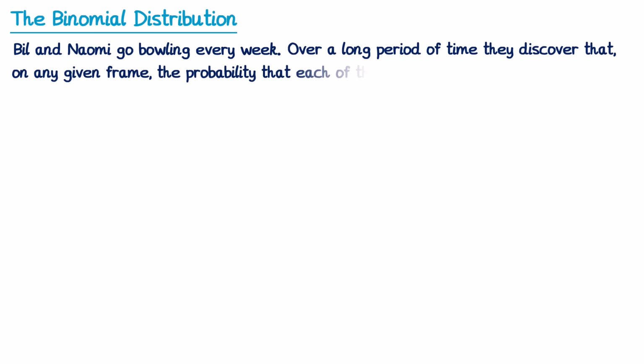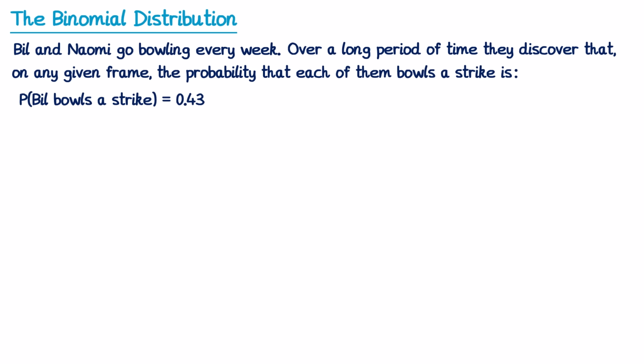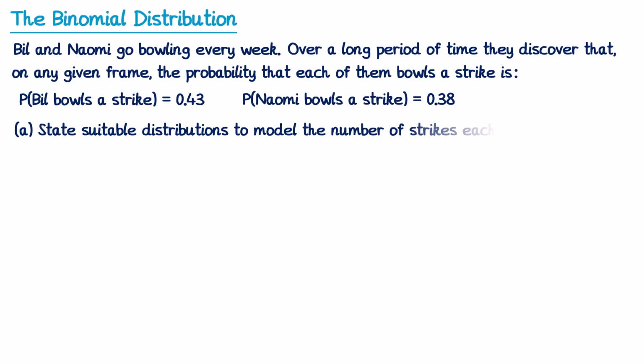Now let's take everything we've learned so far and apply it to an exam-style question. In this question, we're told that Bill and Naomi go bowling every week. Over a long period of time, they discover that on any given frame, the probability that each of them bowls a strike is 0.43 for Bill and 0.38 for Naomi. We're asked to state suitable distributions to model the number of strikes each of them bowls in their first 9 frames.